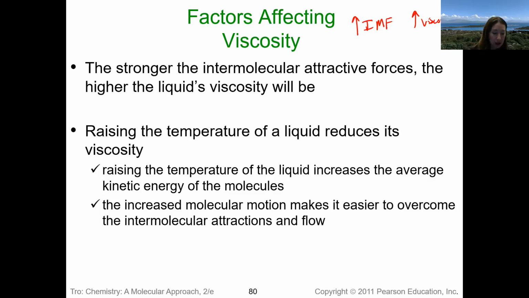And this next one, changing temperature again, if we raise the temperature, we will actually reduce the viscosity, which means it has less resistance to flow. And you've probably already done this one, right? Let's say you want honey, and the honey is just not moving. And you're like, I need this honey to move faster. So what do you do? You heat it up, right?